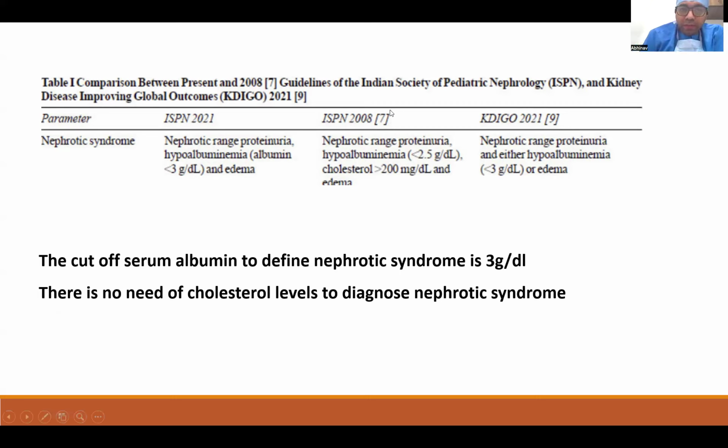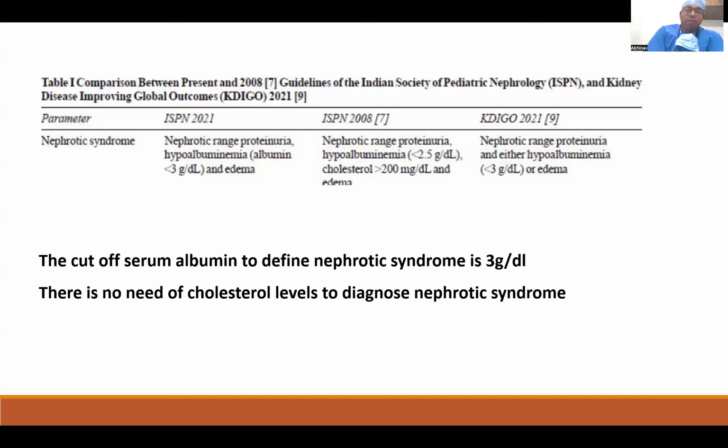If you look at the older definitions, the ISPN 2008 definition, so nephrotic range proteinuria, hypoalbuminemia less than 2.5 was the cutoff. And there was also cholesterol, look at here, cholesterol greater than 200. This was there in the older definitions, but currently, this is the ISPN 2021 definition, and this is the KDIGO 2021 definition. So here you have nephrotic range proteinuria, hypoalbuminemia, and edema. KDIGO even says that nephrotic range proteinuria and either hypoalbuminemia or edema, one of these is also enough.